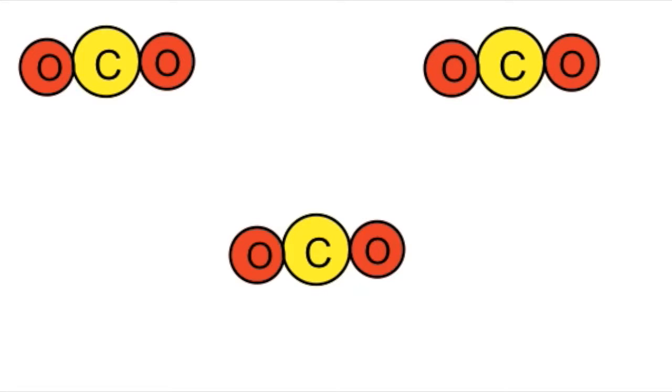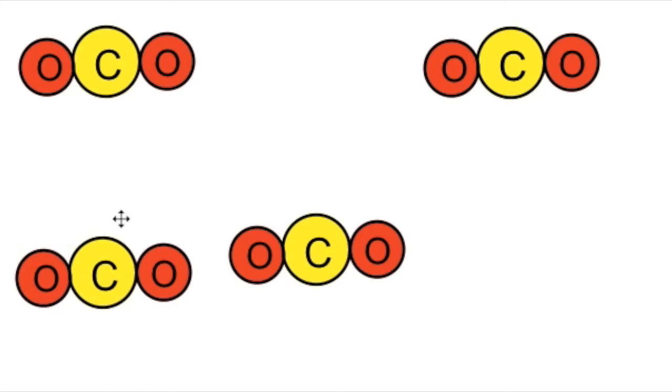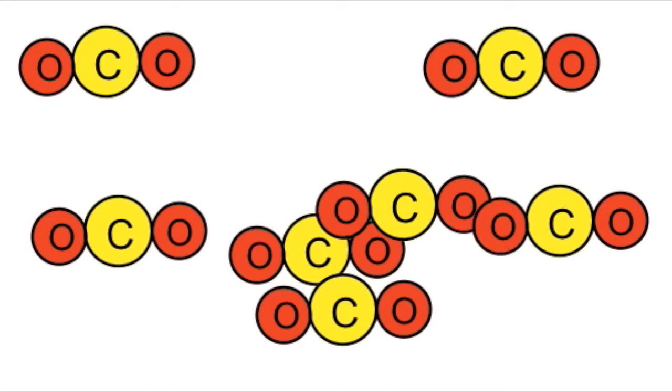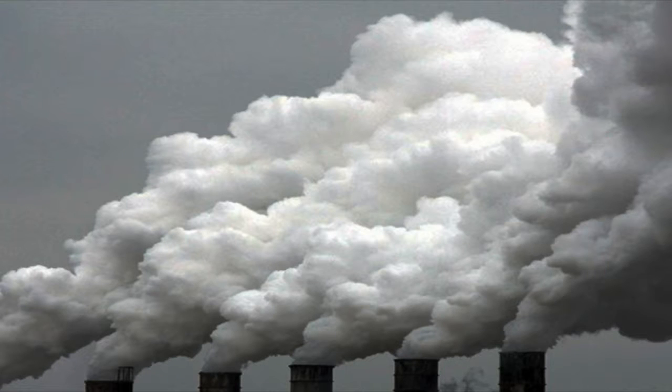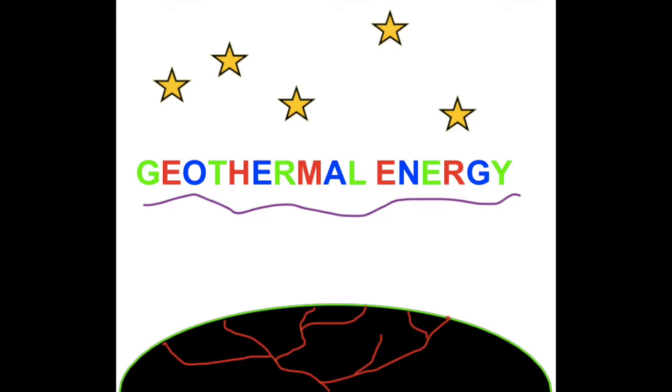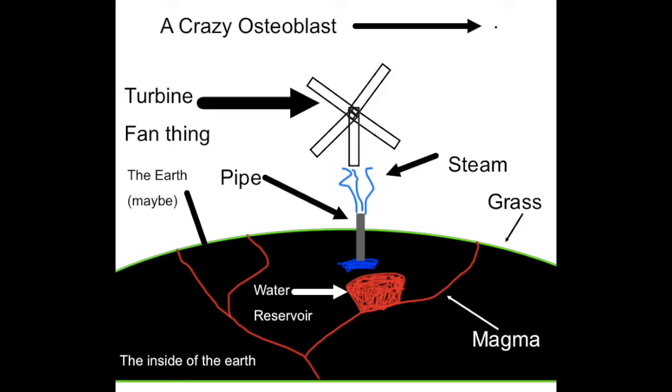Carbon dioxide is normally circulated through the atmosphere due to the carbon cycle. However, burning fossil fuels like coal, natural gas, and oil add more of the gas into the atmosphere than should normally occur. So, how do we change this? One possible alternative is geothermal energy. Geothermal energy is energy that is collected from the heat of the earth.